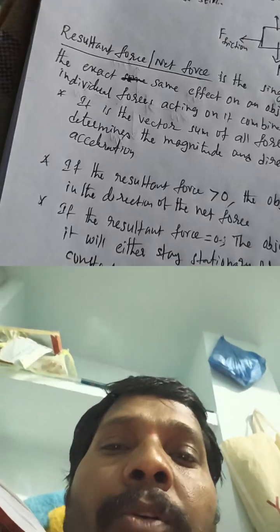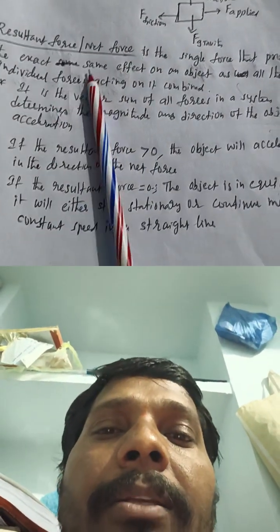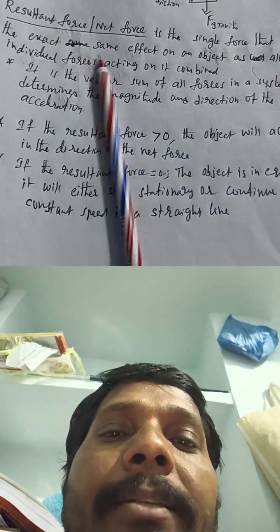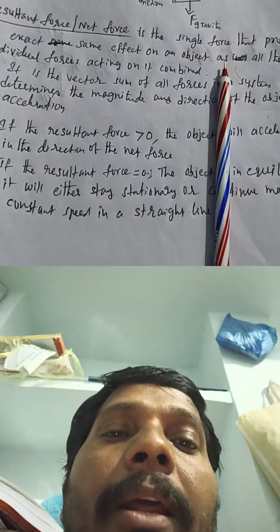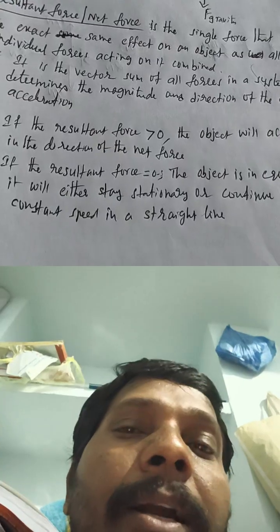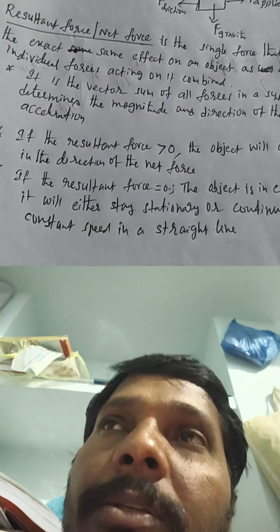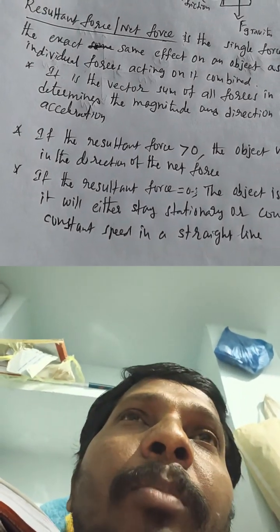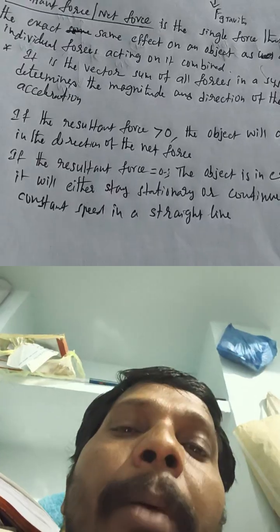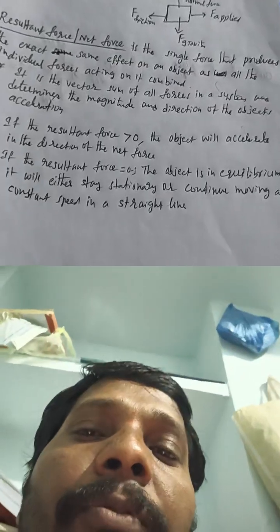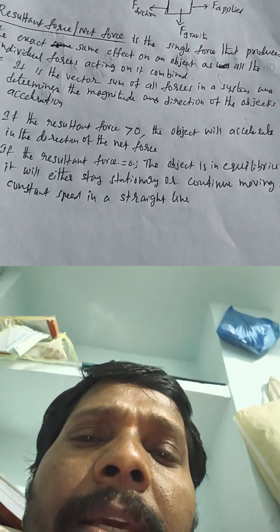So, resultant force, once again we have to recapitulate it. The resultant force or net force is the single force that produces exactly the same effect on an object as all the individual forces acting on it combined. The resultant force or net force means the only single force acting on the body. How do we get the single force? By taking the sum of all the forces acting on the body.